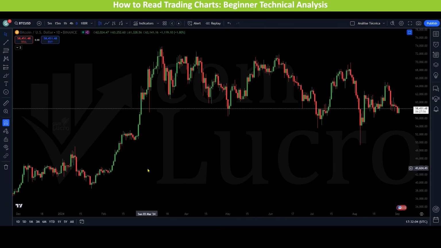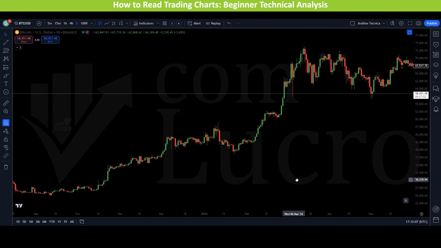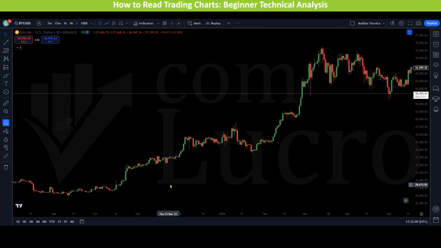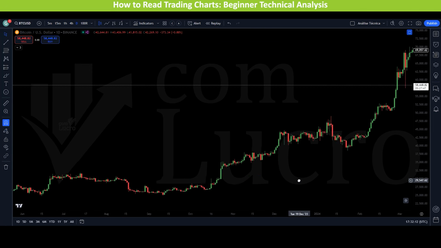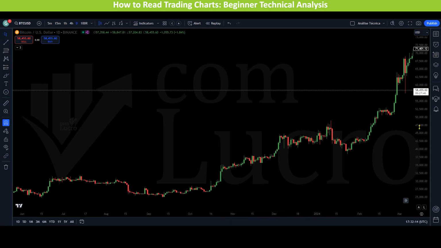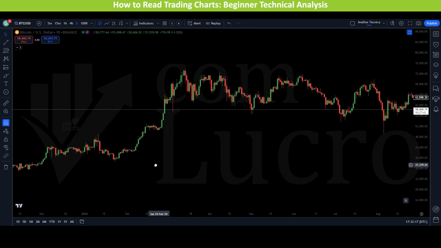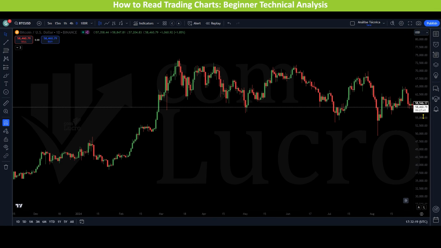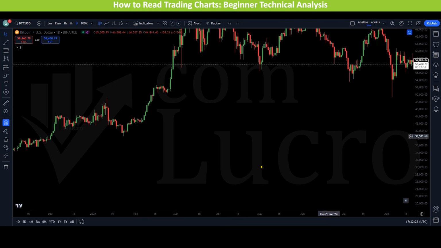Now, as I move my cursor along the horizontal axis, you can see how the time changes, reflecting different trading sessions or periods. By moving up and down along the vertical axis, the corresponding price levels are highlighted. This setup is crucial in technical analysis because it allows us to see the big picture, how prices have fluctuated over time, and where potential opportunities or risks might appear.